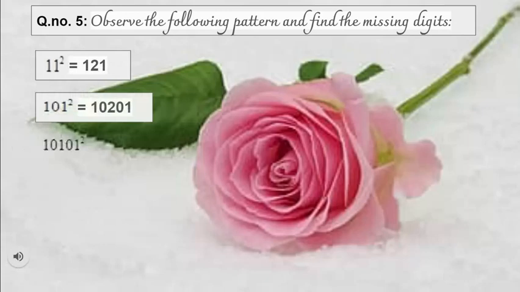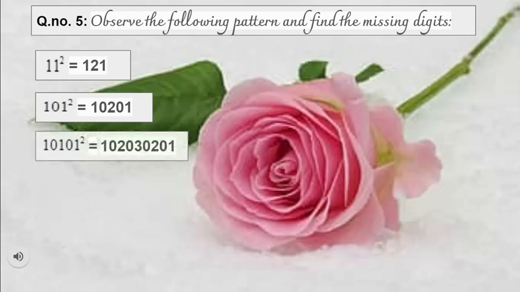The third number is 10101 square. Meaning the second number is 101, then again 01 is added there. So 10101 square. So the answer is 102030201. What pattern can you see here? See, the first one in the question has 10, and in the answer 2 zeros are there. Isn't it? So 10201. And in the second one, 2 zeros are there in the question in between, so you count the answer, 4 zeros are there.